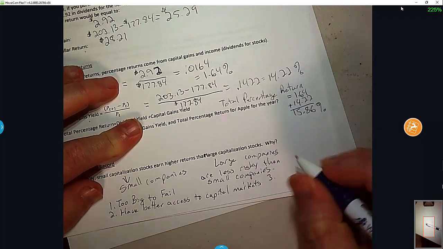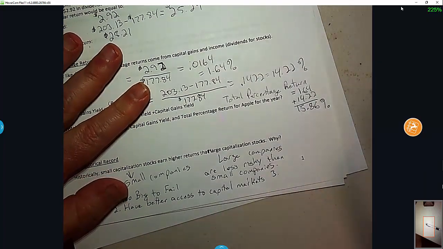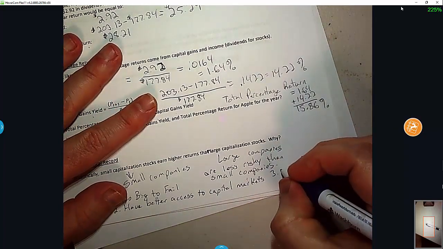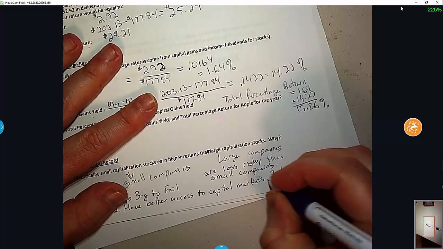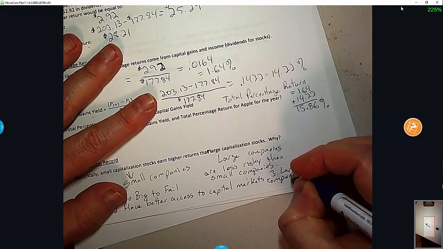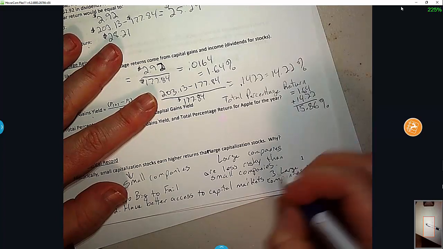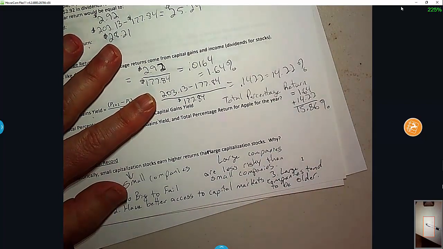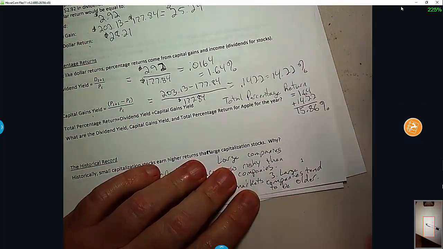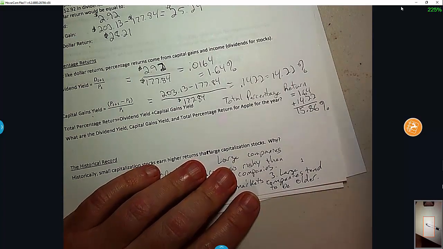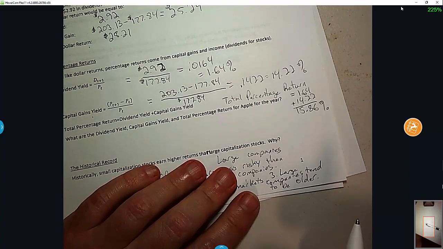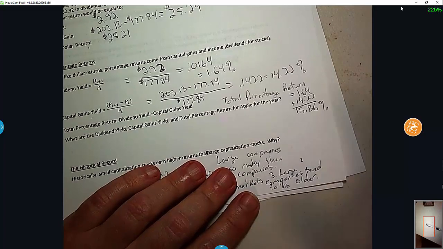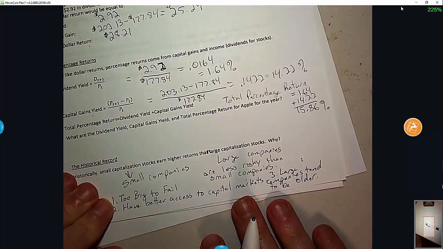And finally, larger companies tend to be older. They've been around for a while. They're not new startups that have a lot of risk to them. So they're more well known and generally less risky. An exception to this might be Amazon. It's been around for a while, but not a very long time. Tesla is a fairly large company in terms of market cap, but it's not been around for a long time. But in general, large companies are less risky than small companies.